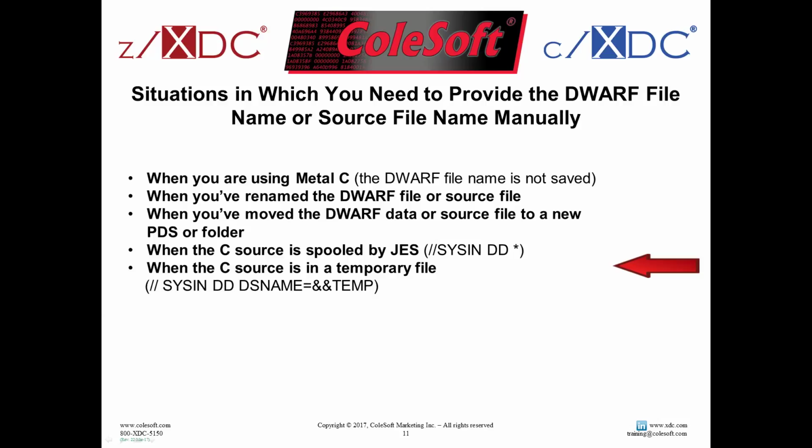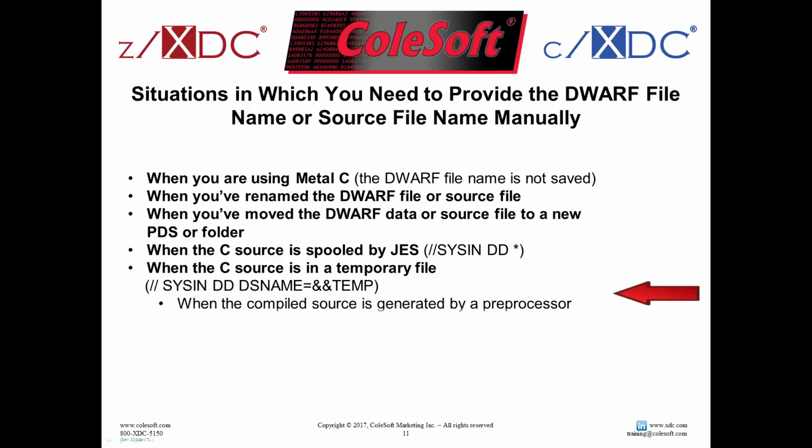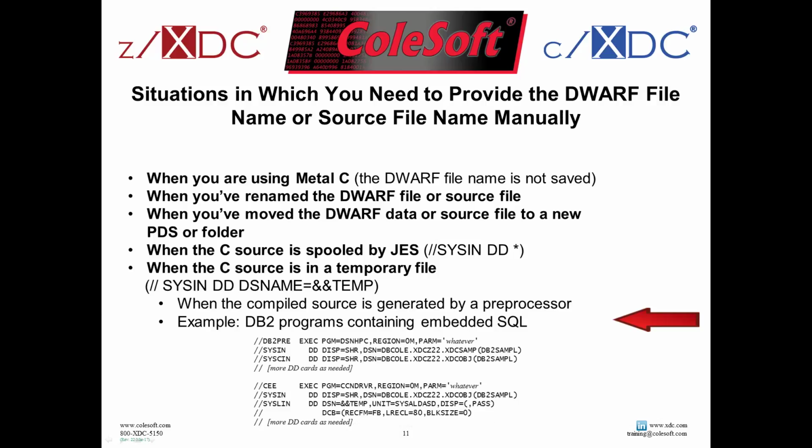This can happen when the C source file is generated by a precompiler, such as could be the case for DB2 programs containing embedded SQL. In such cases, the modified source needs to be passed to the C compiler in a non-temporary dataset, so that it will still be around when cXDC needs it at runtime.